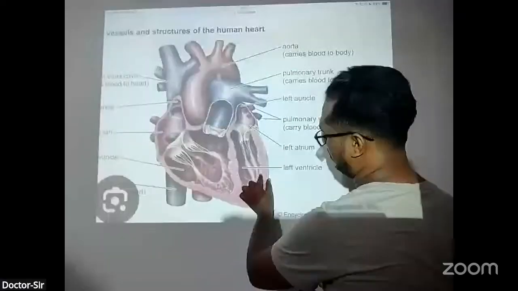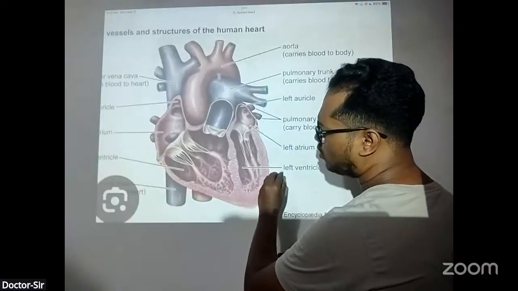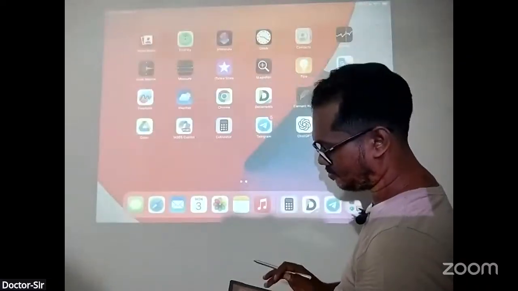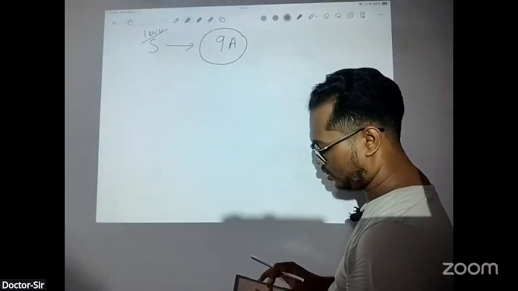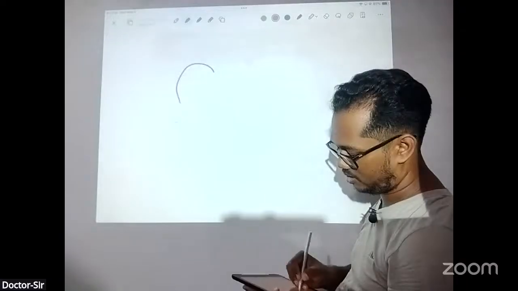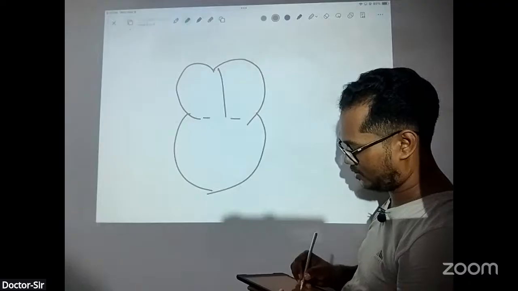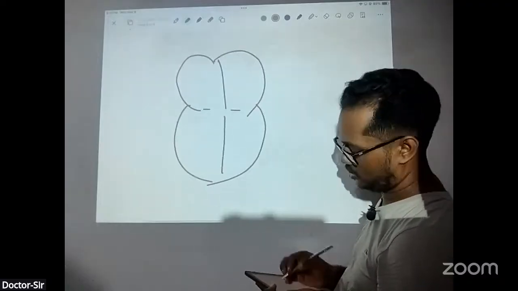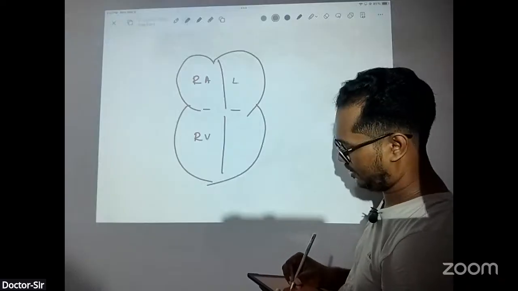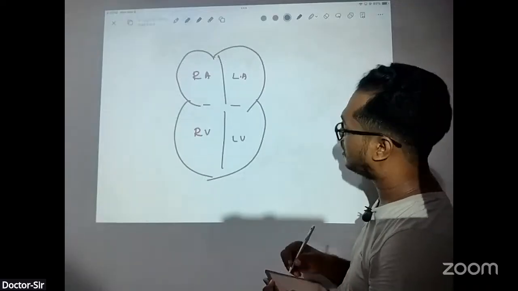What is the reason why this blood should be pumped? Okay, so now I will draw the sketch diagram. Okay, so tell me the reason. So now I will draw my heart. Okay, this is my heart, my drawing. Okay, friends. So this is the right atrium. This is the right ventricle. Then this is the left atrium. Then the left ventricle. Okay. Now we will think where this blood should be pumped.